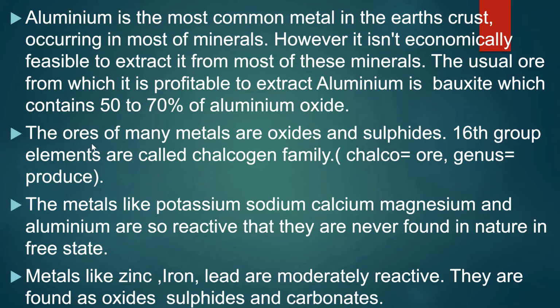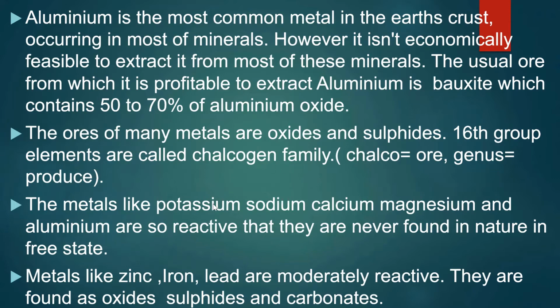oxide. The ores of many metals are oxides and sulfides. When metals combine with oxygen, we get oxides, and when metals combine with sulfur, we get sulfides. And we know that oxygen and sulfur belong to the 16th group. The 16th group elements are called the chalcogen family. Chalco means ore and genus means to produce. Since these are ore producing, these are referred to as chalcogens.